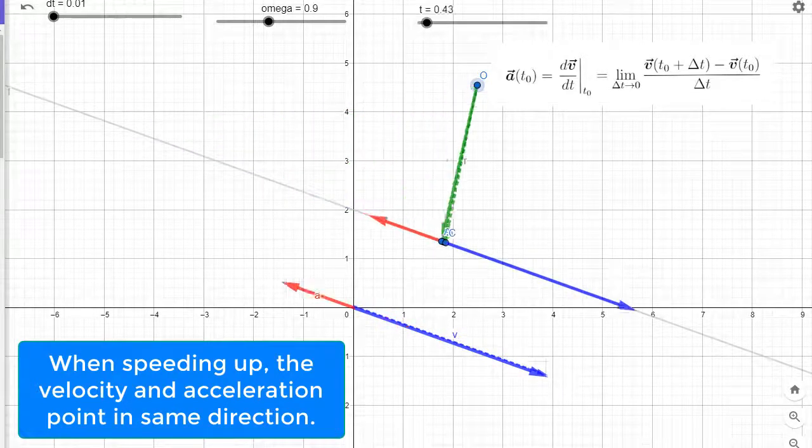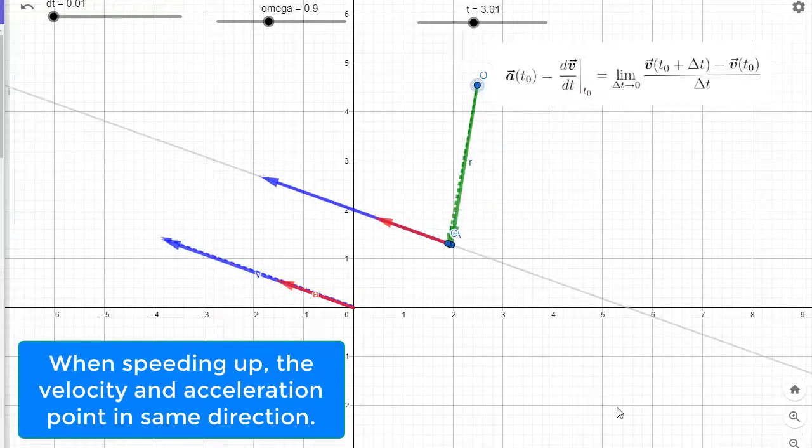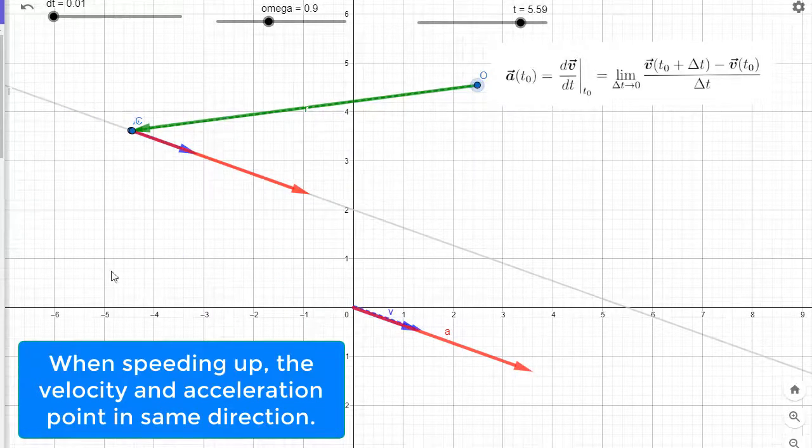When it's speeding up, they're in the same direction. Here we go, right here again, speeding up. And we'll do one more of these. So we'll pause this one right about here. So here it is, speeding up again.